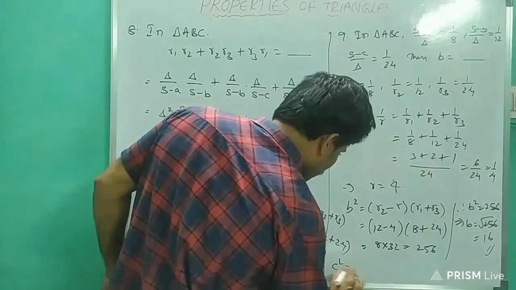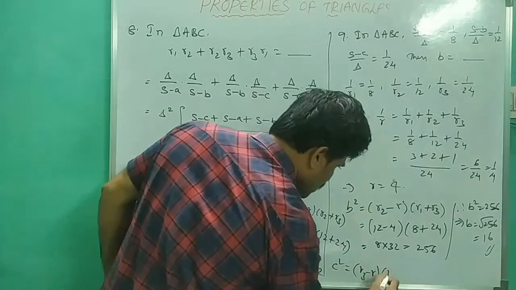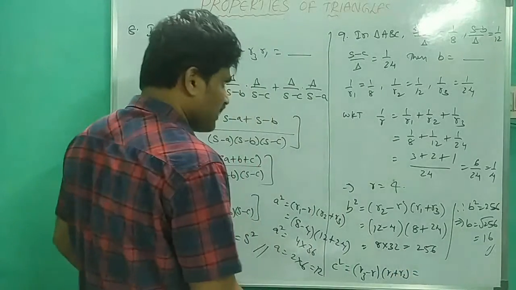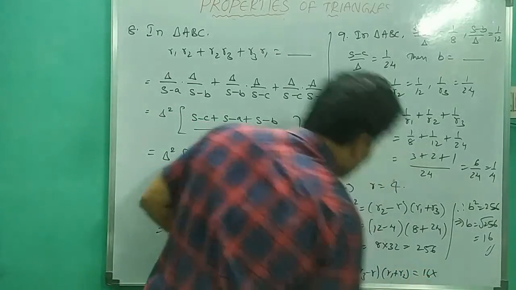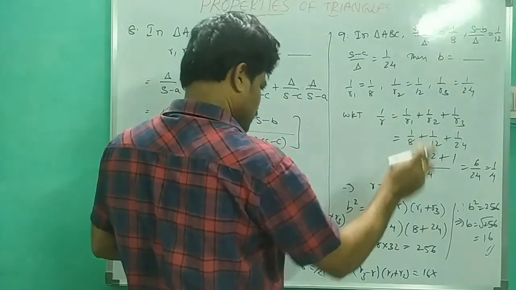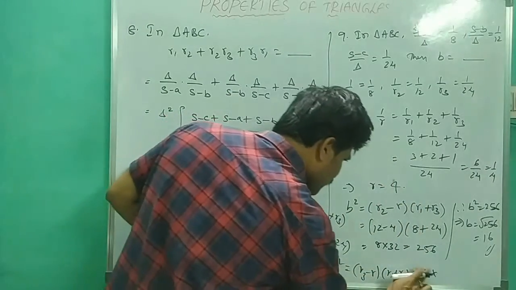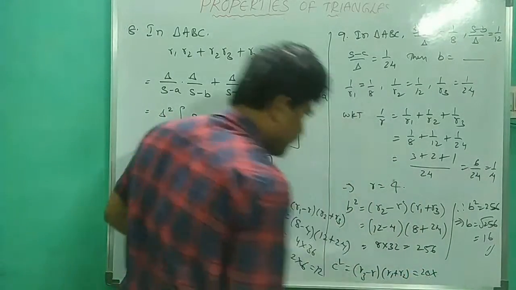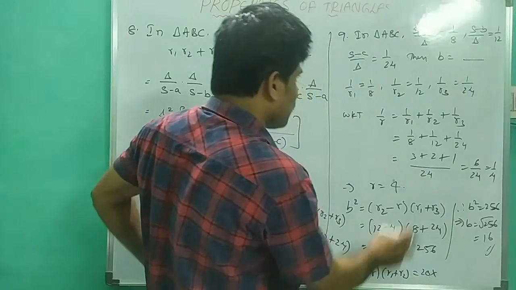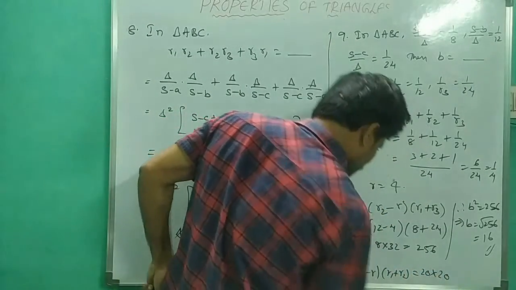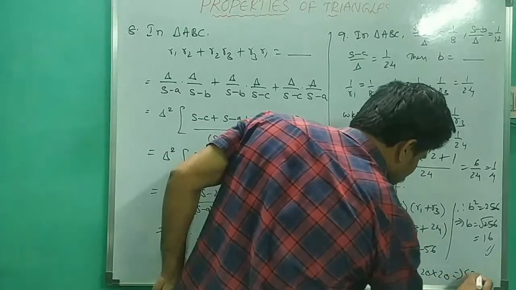Similarly, c square also found using the same formula. C square means r3 minus r into r1 plus r2. In that r3 minus r, 24 minus 4, 20. So R3 is 24, R is 4. 24 minus 4 is 20 into R1 plus R2, 8 plus 12, that is also 20. So C square equal to 20 into 20, now 20 square, which implies C equals to 20.